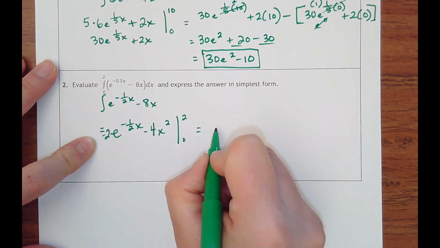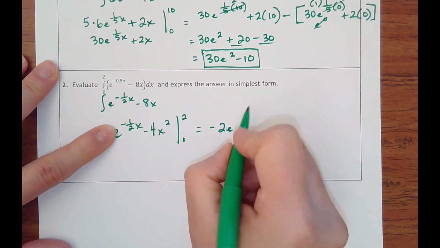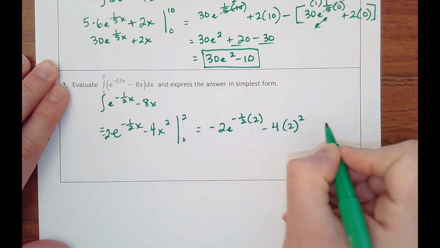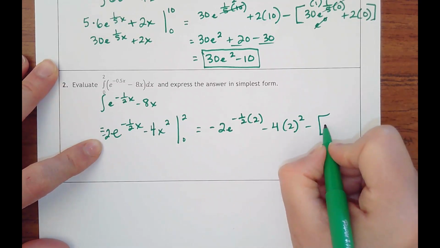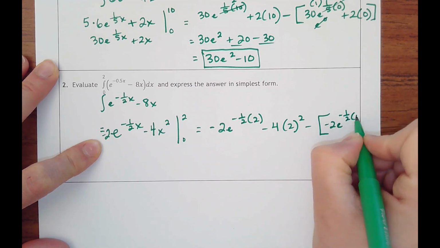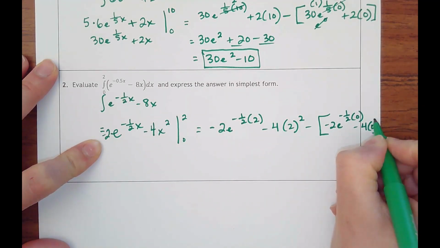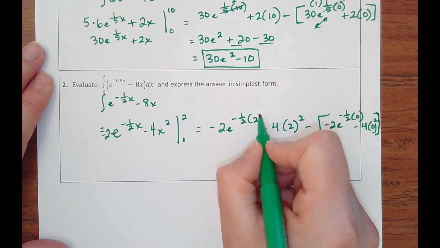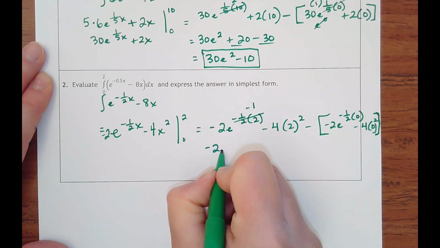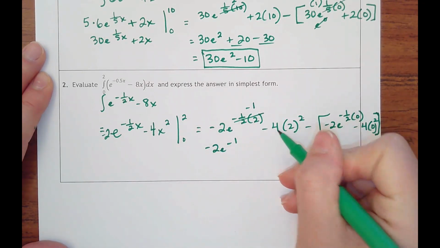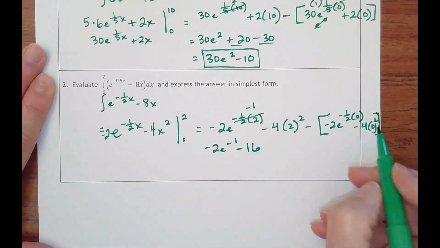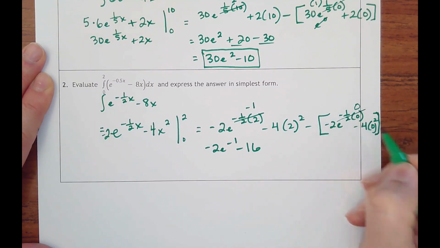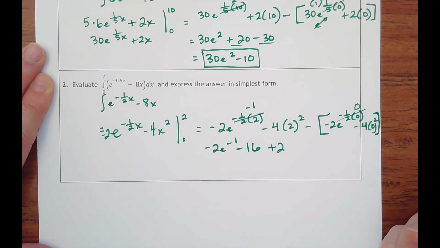So I would get negative 2e to the negative 1/2 times 2, minus 4 times 2 squared, minus, now plug in 0, negative 2e to the negative 1/2 times 0, minus 4 times 0 squared. Negative 1/2 of 2 would be negative 1. So I get negative 2e to the negative first. 2 squared is 4, times negative 4 is negative 16. And then negative 1/2 of 0 is 0. e to the 0 power is 1. Negative 2 times 1 is negative 2. Minus a negative 2 would turn into plus 2. And then that is 0.